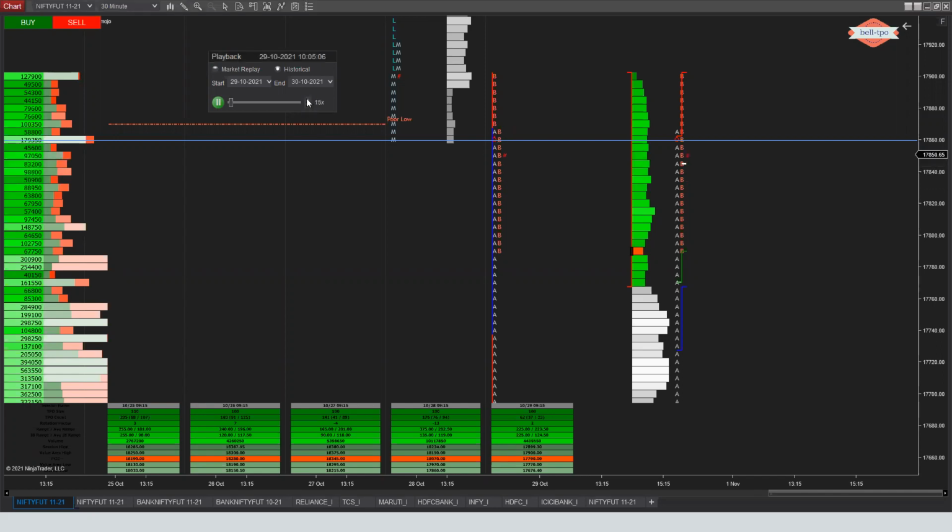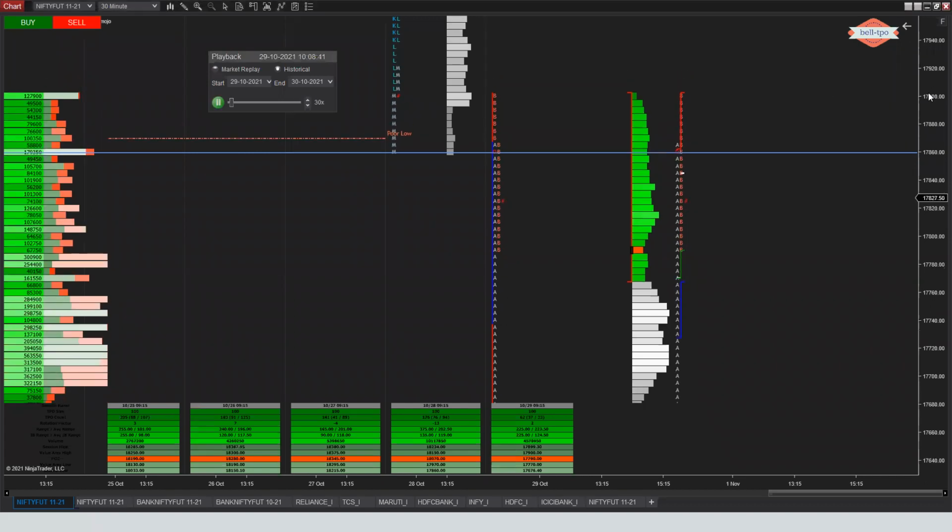So let me speed up the auction a little bit. I'm just running it 20 times faster, or maybe even 30 times. Notice the price action. Price opened, it dropped a lot, hardly 10 minutes, but quickly rolled back up.